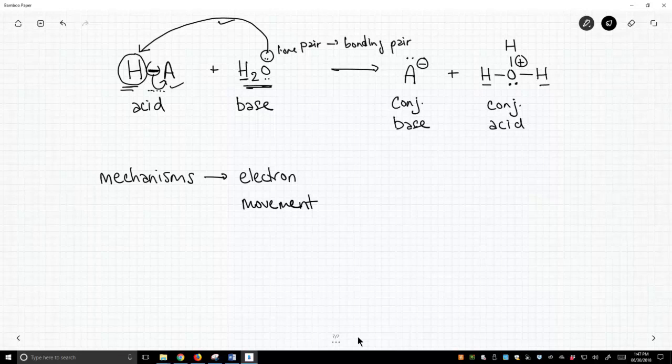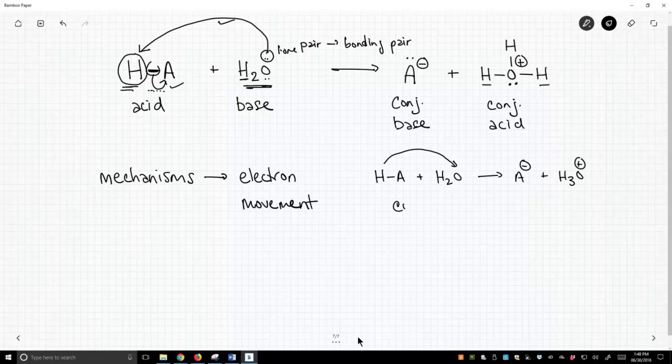Let me show one really common mistake. People, when they show mechanisms, will forget that they're tracking electrons, and they'll instead track atoms and say, oh, I want this hydrogen to go to that oxygen. And they'll somehow come up with products like this, which are incorrect because they move the atoms, not the electrons. But this is a really common mistake: to use your arrows to move atoms.